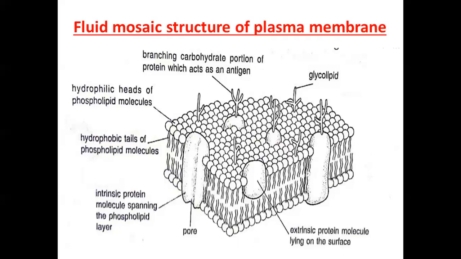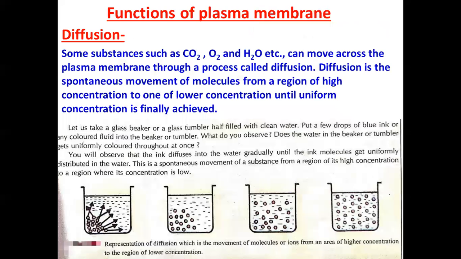Now we are going to see how the movement of substances takes place in and out of the cell. So in that we have to start with diffusion. Now what is diffusion? Some substances, or we can also say molecules or ions, such as carbon dioxide, oxygen, water, etc., can move across the plasma membrane through a process called diffusion. These substances are of very small size, so they diffuse readily through the phospholipid layer of the plasma membrane. Clear?